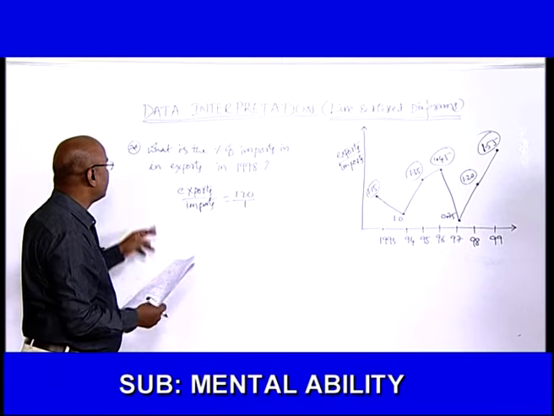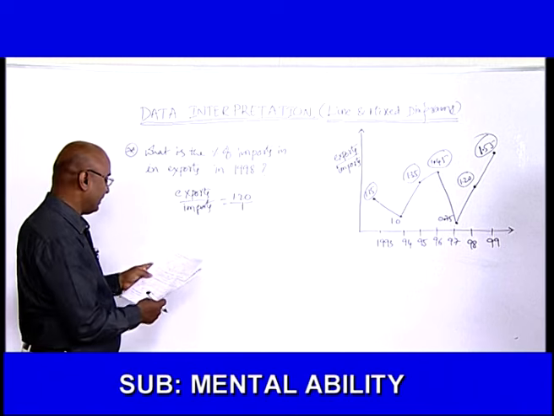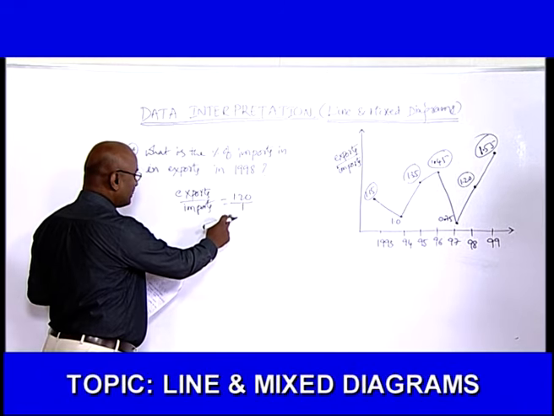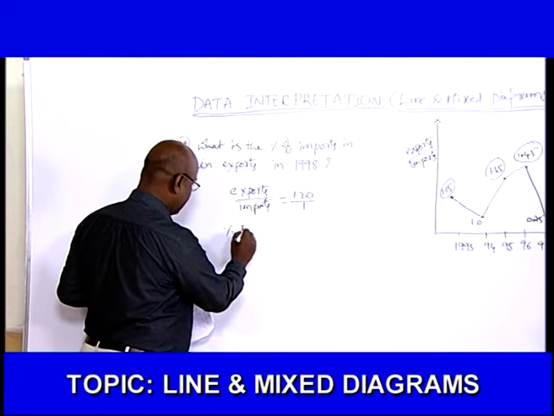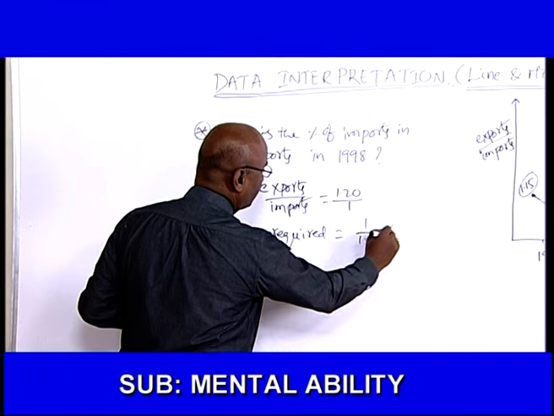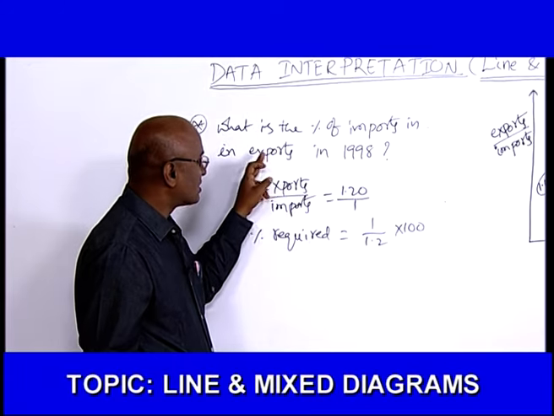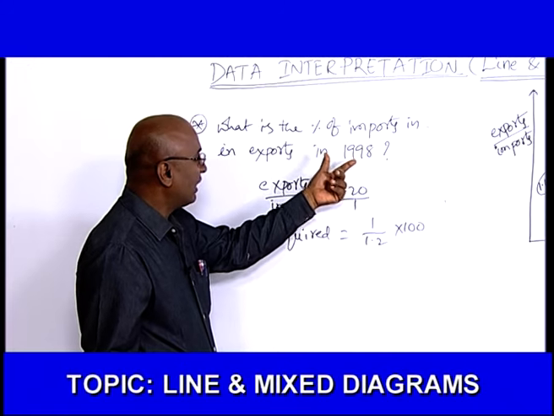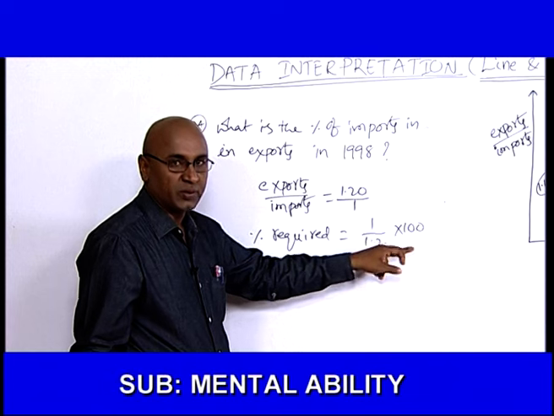Now, what is the question? What is the percent of imports in exports in 1998? So imports is 1 and exports is 1.20. And the percent required is equal to 1 by 1.2 into 100. So what is the percent of imports in exports? Imports is 1 when the exports is 1.2. So 1 by 1.2 into 100.